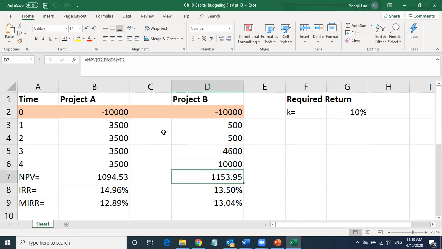The net present value for project B is higher, right? But if you do the internal rate of return, project A is higher. So you can see that it gives you conflicting decisions, right? In this case, what we're going to do is use the net present value profile, to see how to determine which project is acceptable.